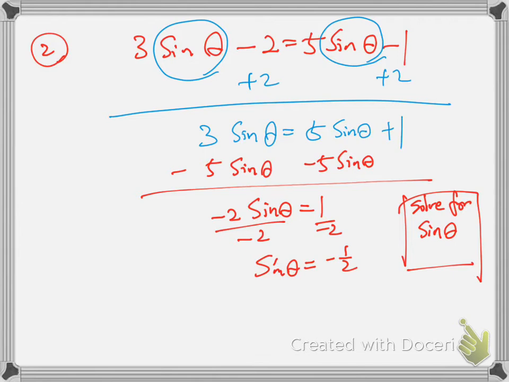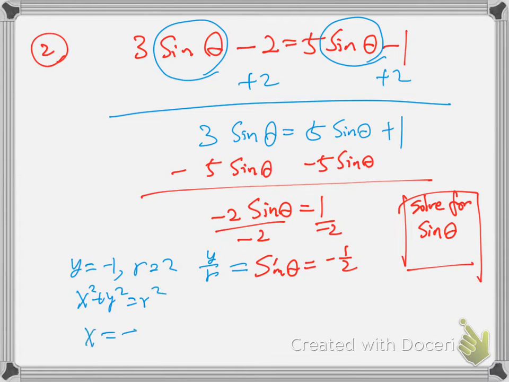Okay, so sine theta. And then we use x, y, r, draw two pictures, right? Draw two pictures. So this is y over r. So we got y is -1, r is 2. So it's 1, 2 again. Then we got Pythagorean theorem.